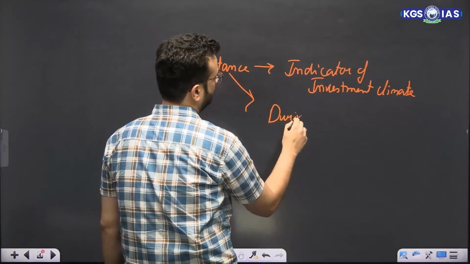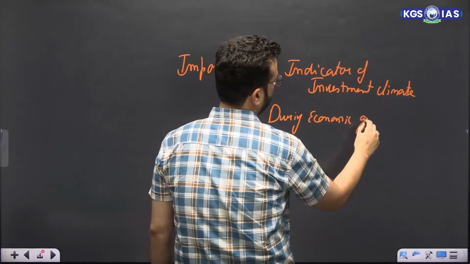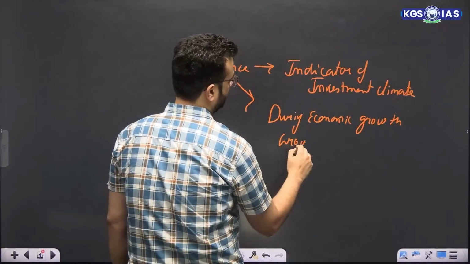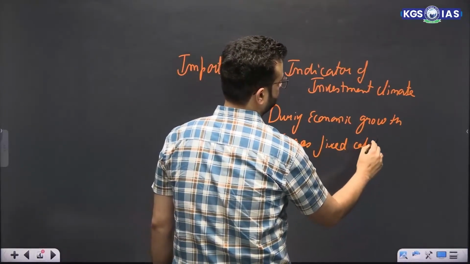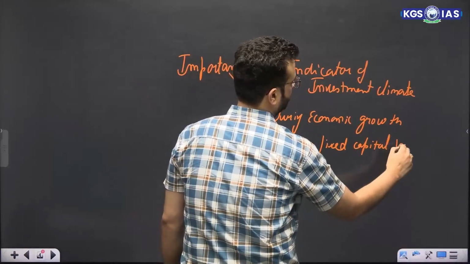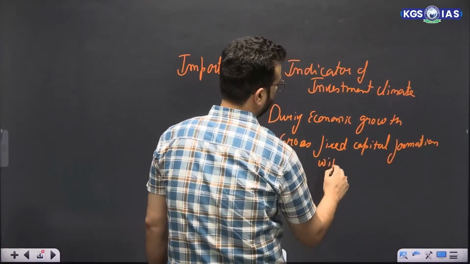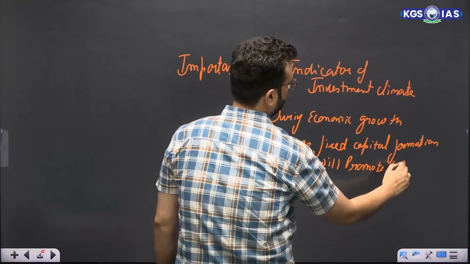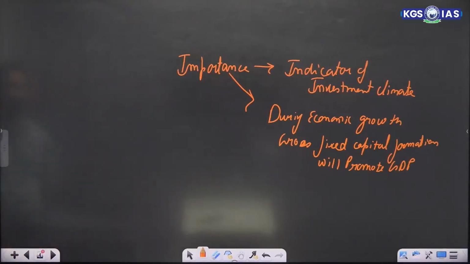Then apart from that, during economic growth, gross fixed capital formation will promote GDP. That will enhance the GDP growth of an economy. This is the most important part.